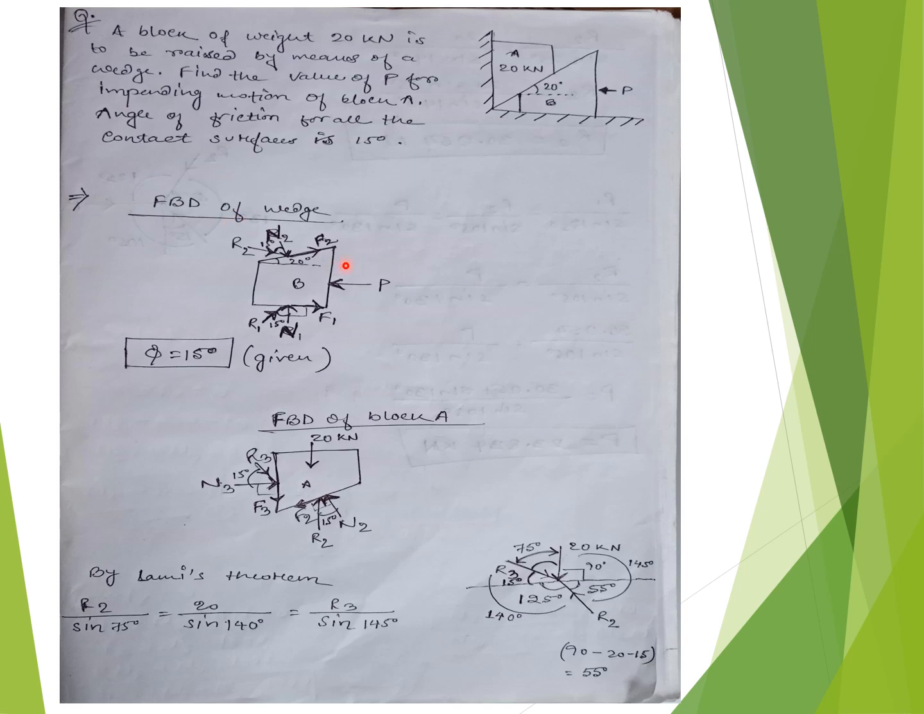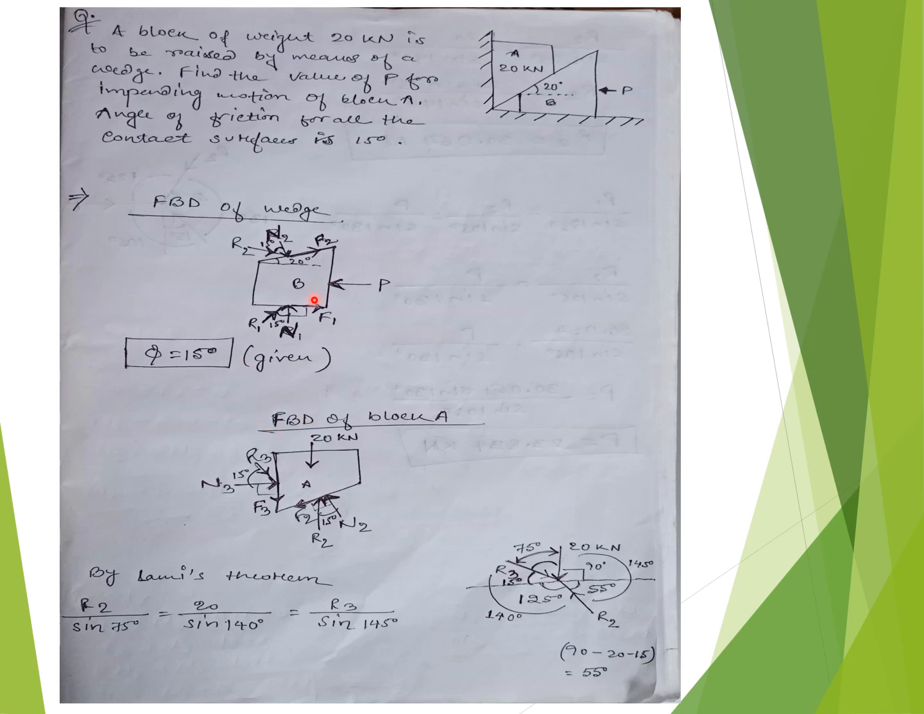Now, first we need to draw the free body diagram of the wedge. Here, P is the force already given. The reacting force will always act perpendicular to the surface of contact. N1 and N2, here N2 and here N1, both are the reacting forces acting on the surfaces. F2 is the frictional force, and here the frictional force is F1. Since the force is acting in this direction, the friction force will be opposite to that direction.